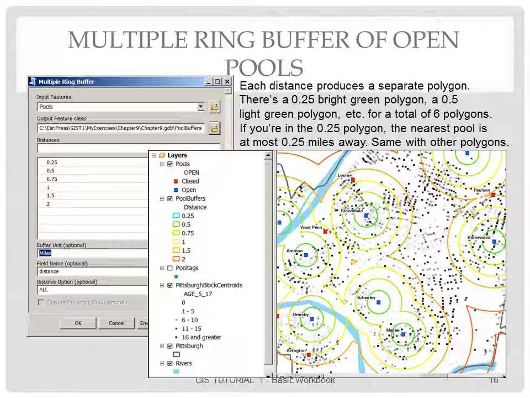So this is an interesting case study in terms of the use of multiple buffer rings and showing how it can be used to analyze a customer base or service access to a service by a population. And this concludes the lecture sections for Unit 6.